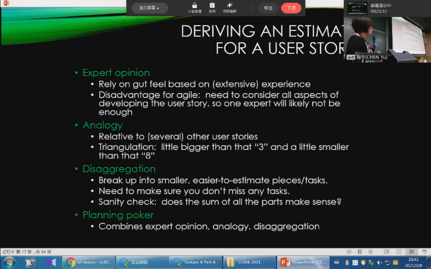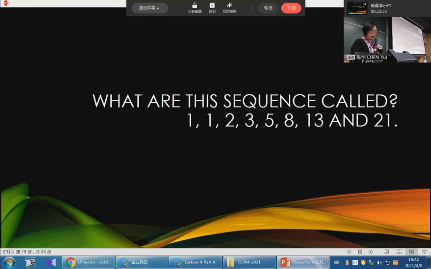And then you can do analogy, by comparing relatively with other user stories. But this also has some advantages and disadvantages. You can also do disaggregation, which basically means breaking the stories into smaller stories. But you need to make sure that you don't miss any tasks when you break them down, so that when you implement all the mini tasks, you get the whole task. And then planning poker is what we will try. Hopefully it works, I don't know. This essentially combines the expert opinions and the analogy when you compare against different user stories, and then breaking it into smaller user stories or tasks.